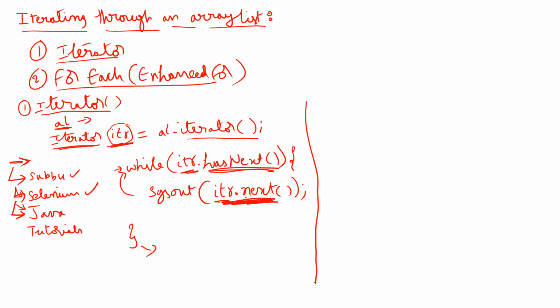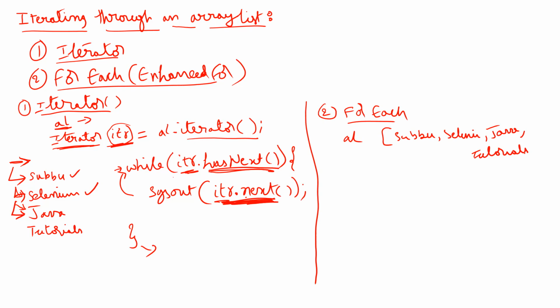The second one is using for each loop. So this is simple. This one we have already seen earlier for arrays. So let's say I have an ArrayList something like this, AL, and the ArrayList is Subbu, Selenium, Java, and tutorials. So this is the ArrayList we have.